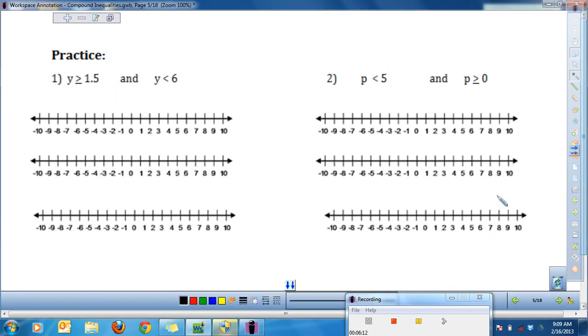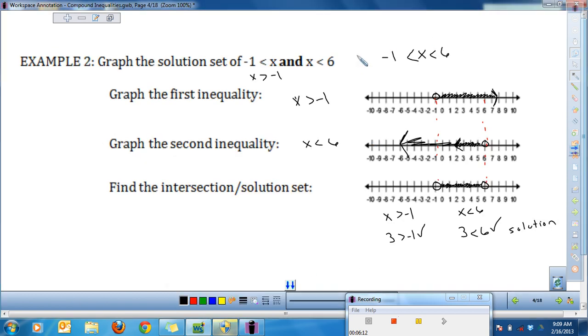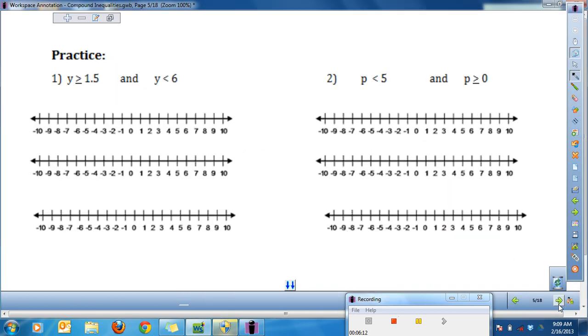Alright, I want you to go ahead and pause the video and try these two practice problems. I want you to not only graph, but I also want you to check one of your solutions and also write as a compound inequality. So what I mean by a compound inequality is write your inequality like this and try to write it like that and check your answer.